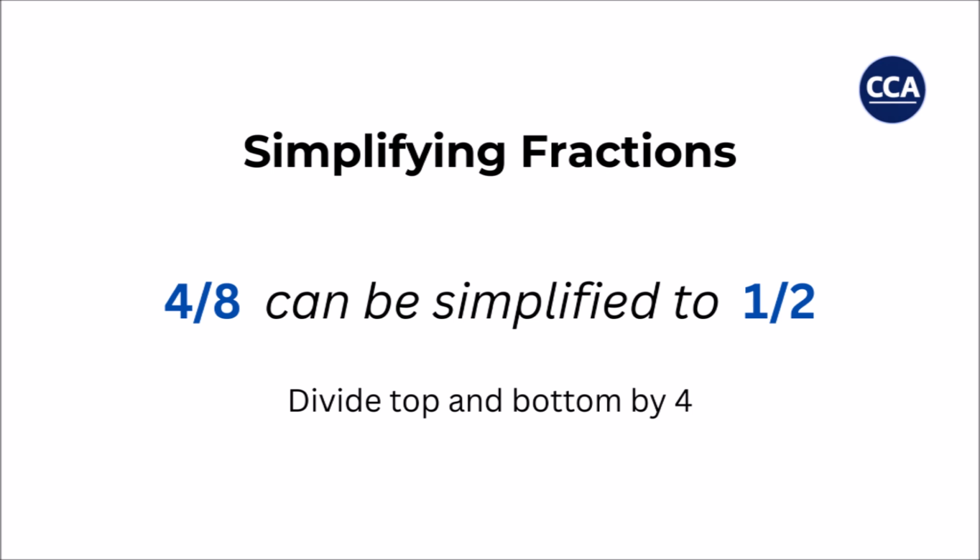Some fractions can be simplified. For example, 4 over 8. Both numbers, 4 and 8, can be divided by 4. When we divide the top and bottom by 4, we get 1 over 2. This is called simplifying a fraction.